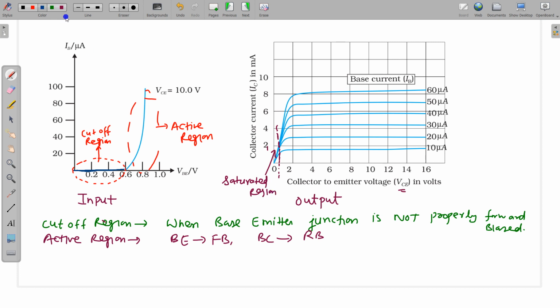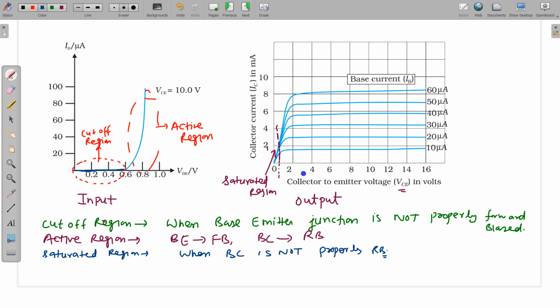So when it operates in the saturated zone or saturated region, the base collector junction is not properly reverse biased. If it is not properly reverse biased, then it is saturated. Saturated means the ability of the transistor to collect the charge carriers in the collector is saturated. It is not able to collect or attract these charge carriers in the collector.